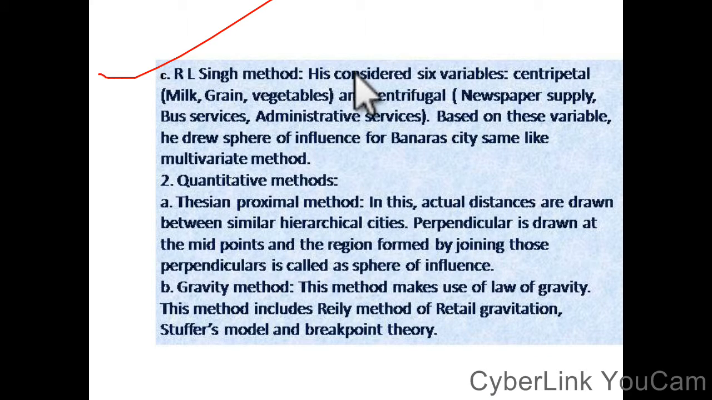R.L. Singh's method: he considered six variables. Centripetal: milk, grain, vegetables. Centrifugal: newspaper supply, bus service, administrative service. Based on these variables, he drew the sphere of influence for Banaras city. Same as the multivariate method.